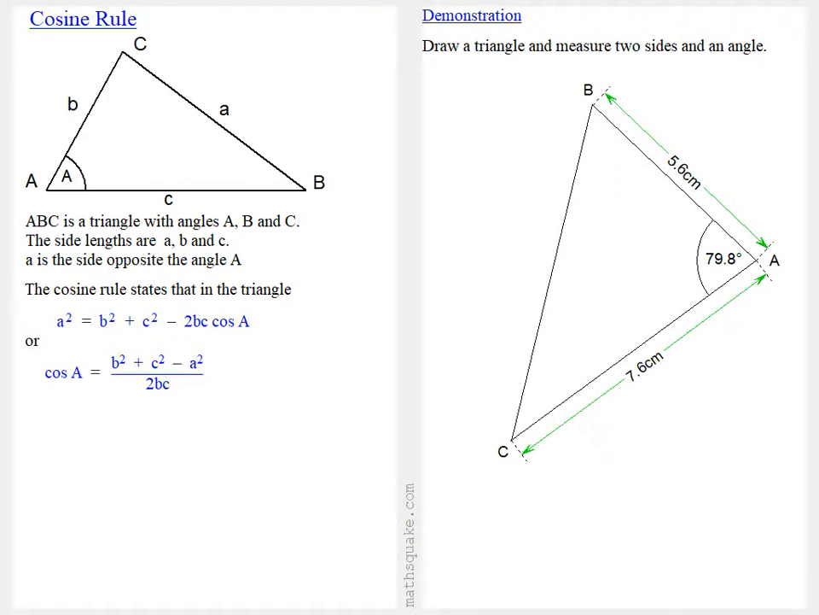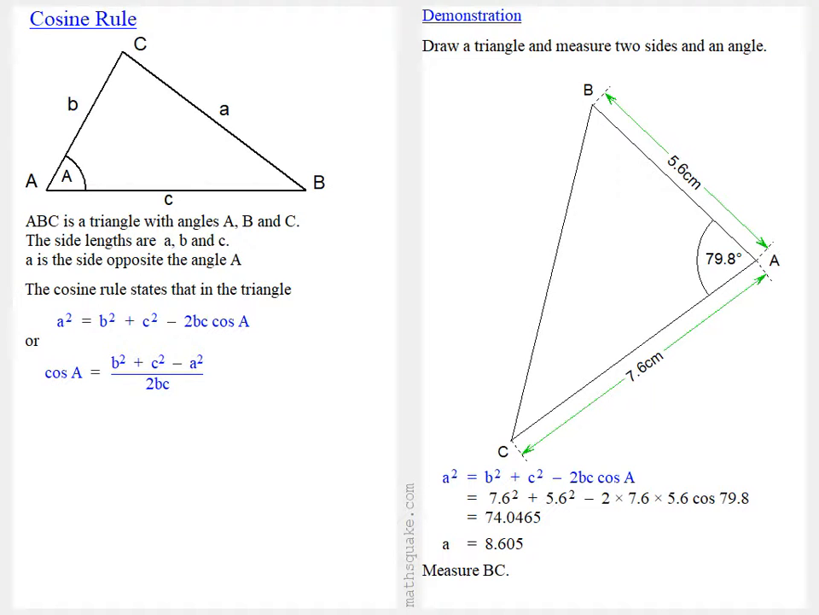Now, if we put those values into the formula for the cosine rule, we have a squared equals b squared plus c squared minus 2bc cos A. So a squared equals 7.6 squared plus 5.6 squared minus 2 times 7.6 times 5.6 cosine 79.8. And if we put that into a calculator, we get a squared is 74.0465. If we take the square root, we find a is equal to 8.605 centimetres.